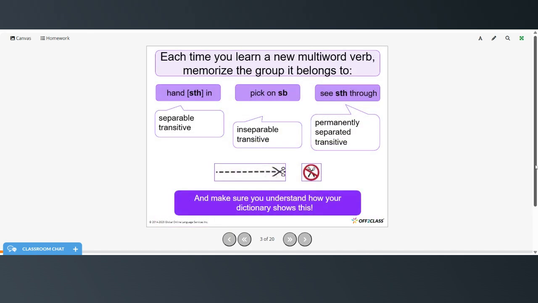So each time you learn a new multi-word verb, memorize the group that it belongs to. So for example, hand something in is separable transitive, pick on somebody is an inseparable transitive, and see something through is a permanently separated transitive. So make sure that you understand how your dictionary shows this.